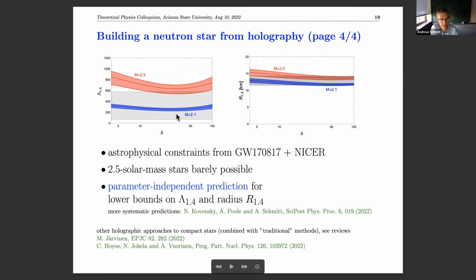So what I did here is we looked at all values of the 't Hooft coupling in a certain range between 1 and 100. And for each lambda, I determined the Kaluza-Klein mass such that my heaviest star is 2.1 solar masses, that's the blue line, or such that it is 2.5 solar masses, that's the red line. It's a band, not a line, because I also vary the surface tension, right? That's the third parameter. That's why it's a band. And that gives us an idea of how much our results depend on the surface tension parameter.